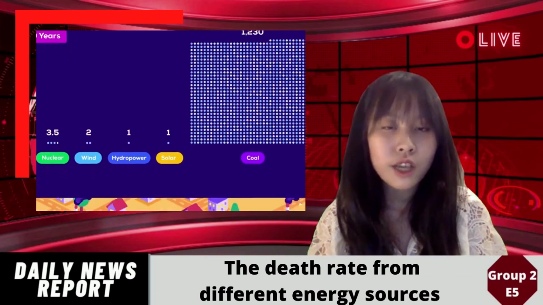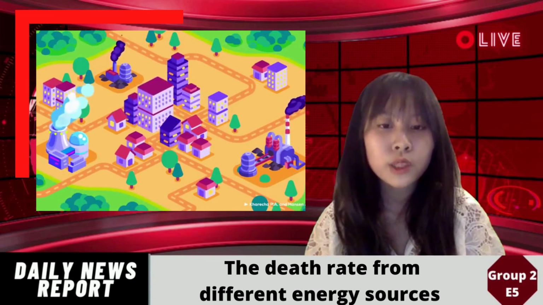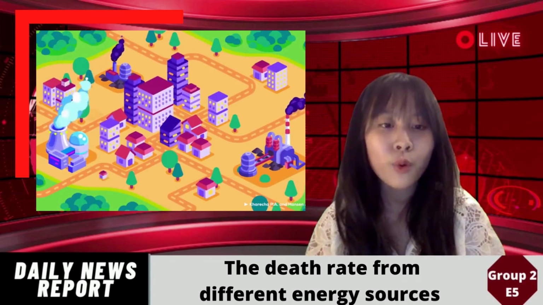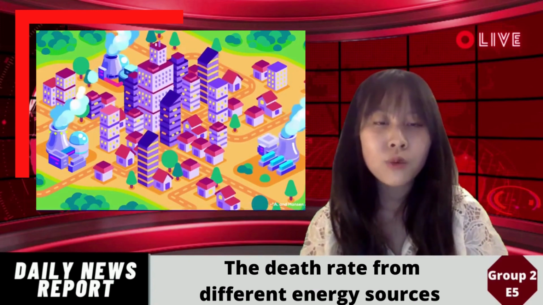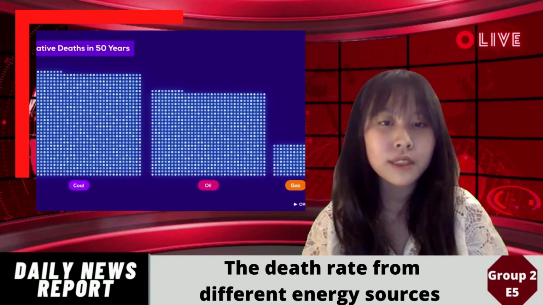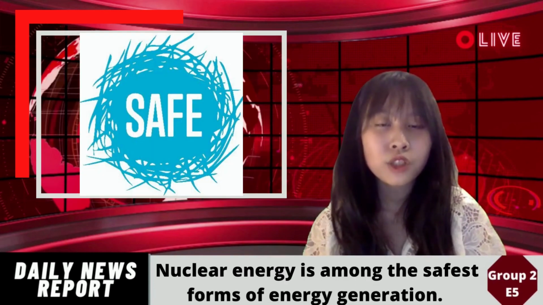One study even found that nuclear energy actually saved 2 million lives between 1971 and 2009 by displacing fossil fuels from the global energy mix. The numbers are clear even when using wildly pessimistic numbers. Nuclear energy is among the safest forms of energy generation.